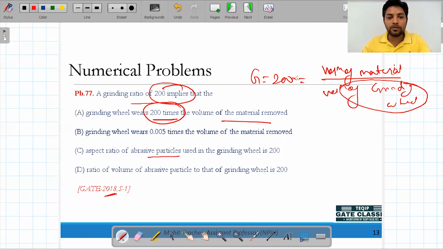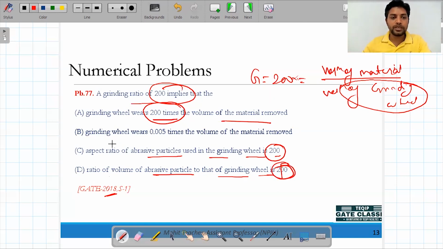Aspect ratio of abrasive particles used in the grinding wheel is 200. No, this is not the actual meaning of the grinding ratio. And ratio of volume of abrasive particles to that of the grinding wheel. No, it's not about how much volume of abrasive particle we are using in the grinding wheel. That's not the meaning of the grinding ratio.